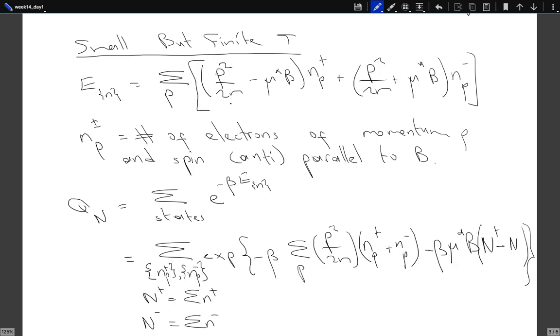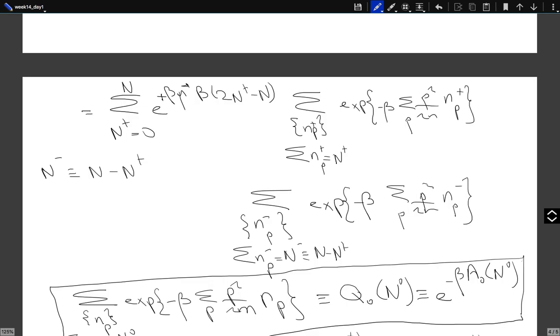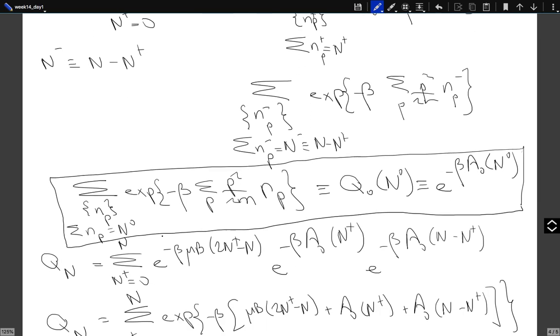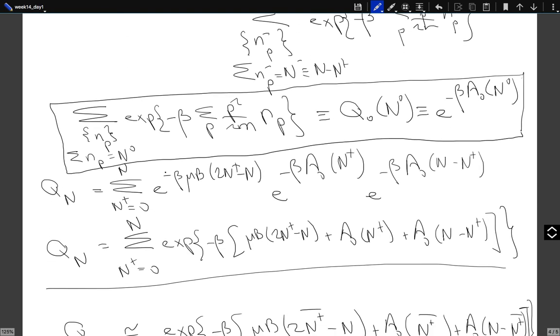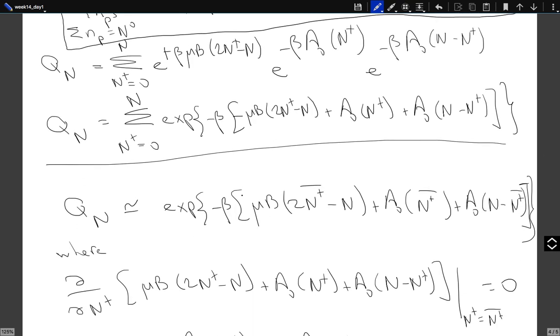So here I have a sign mistake. You see, here there is a minus sign, minus beta. The coefficient of Np plus is also minus. So here the sign is plus. So this sign over here is plus. This is plus, this is minus. This is minus, this is minus.